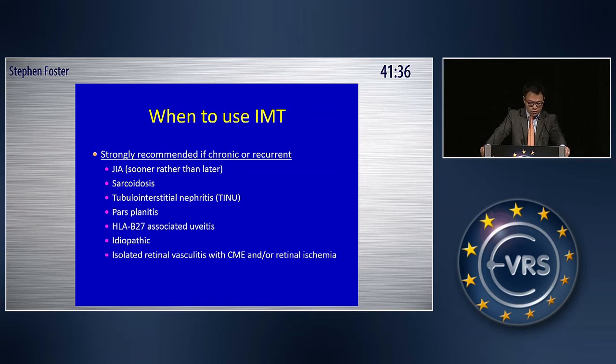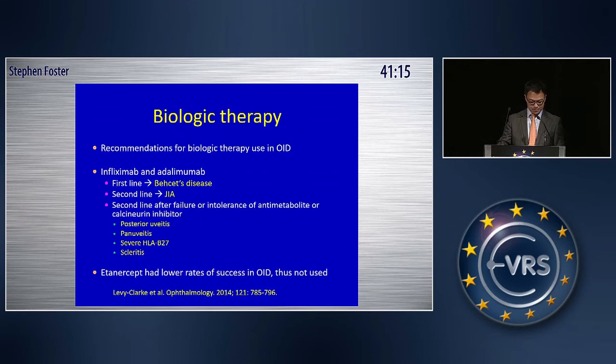Pars planitis and HLA-B27 associated uveitis, idiopathic uveitis, and isolated retinal vasculitis with macular edema and also retinal ischemia. Now, a comment on idiopathic: at Mercy, I would say 65 to 70% of patients we see are idiopathic. So we treat them the same way as we do with the other autoimmune conditions.